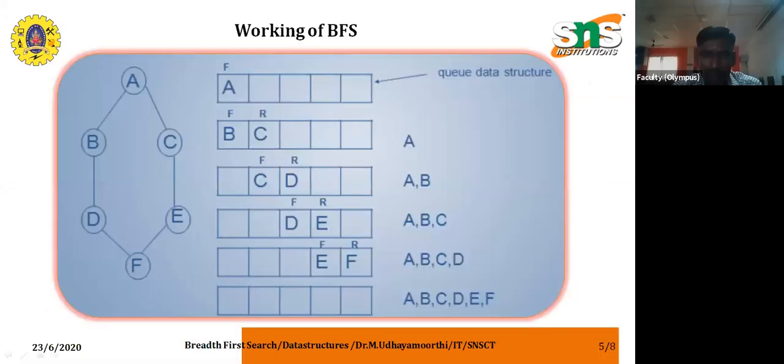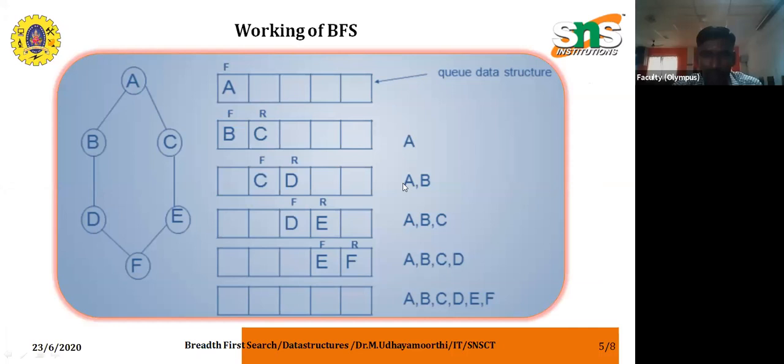So listen, all of you see the screen. Here you are seeing a graph, which is shown here. So how is the graph representation done with the help of arrays? See the graph which is shown on the screen. So first, the node A.